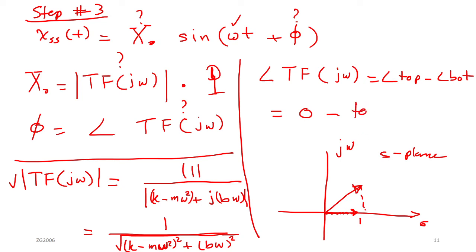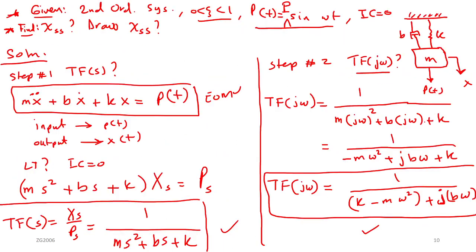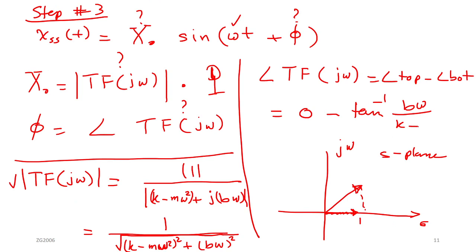It's going to be tan inverse of the imaginary part, which is b omega, over the real part, which is k minus m omega square. And this is your solution.